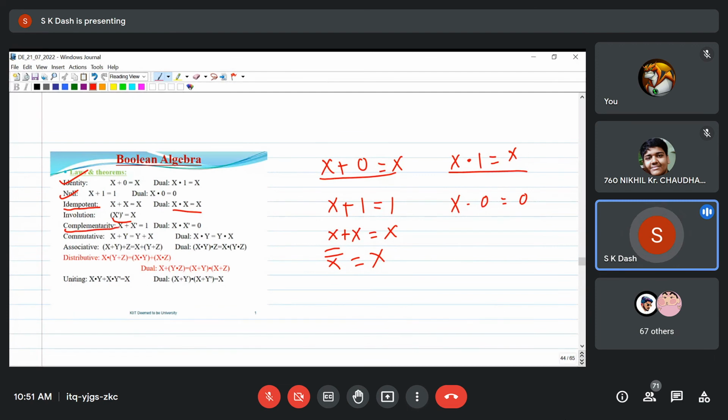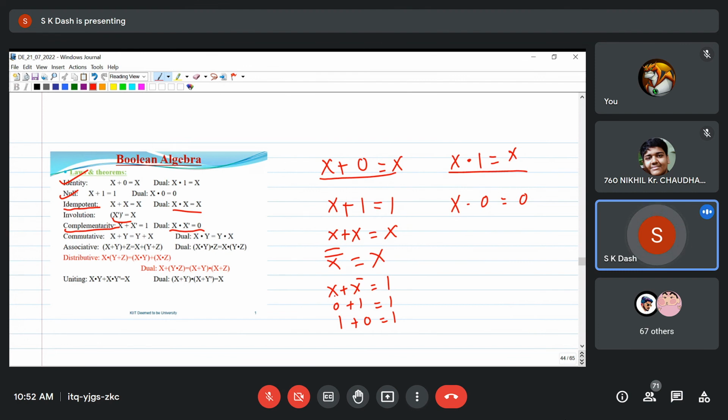Next, complementary. So what happens? If we go for x plus x bar, what will be the result? You are adding x with its complement. If x is 0, x bar is 1. This will be 1. If x is 1, x bar will be 0. Its addition will be 1. So x plus x bar will always be equal to 1. Similarly, its dual is also true. X dot x bar will be equal to 0.